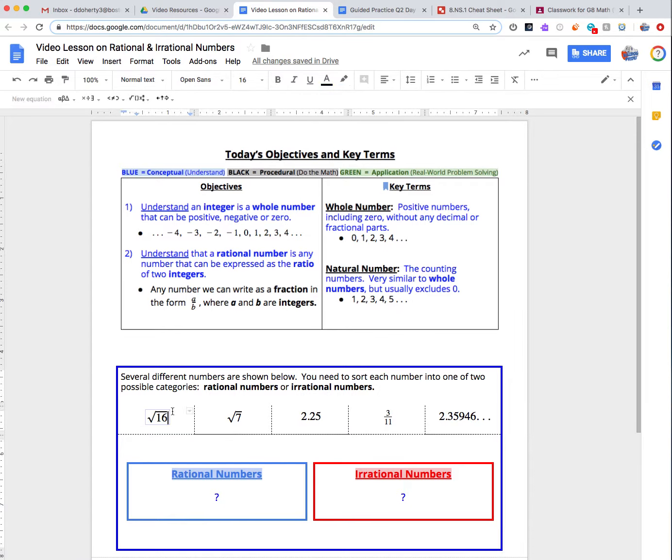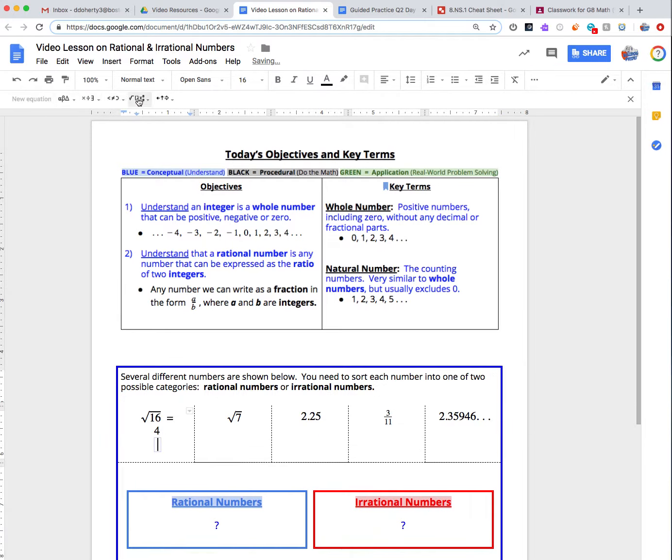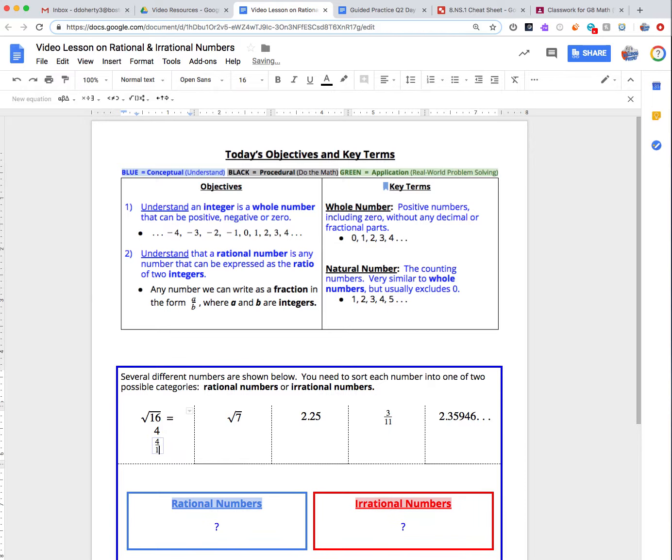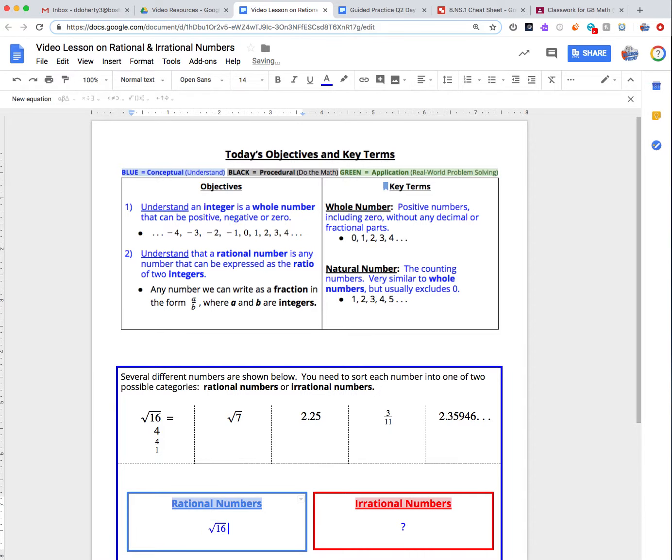First one is the square root of 16. It's important to note that the square root of 16 is really just equal to 4. 4 we could write as a ratio, as a fraction. Every whole number or every integer is going to be rational, because they can always be written as a fraction by just putting them over 1. So the square root of 16, our first number, that's going to be considered a rational number.